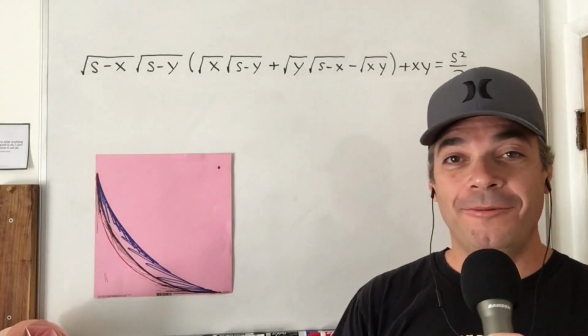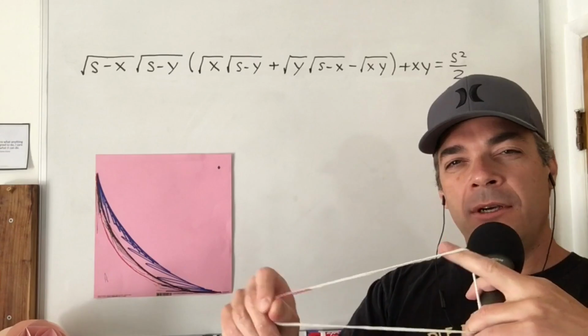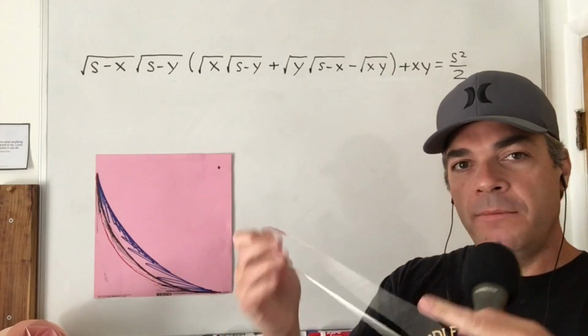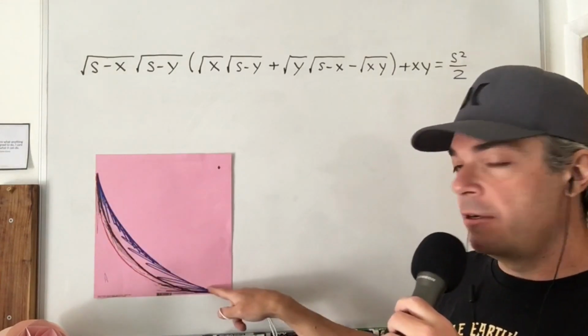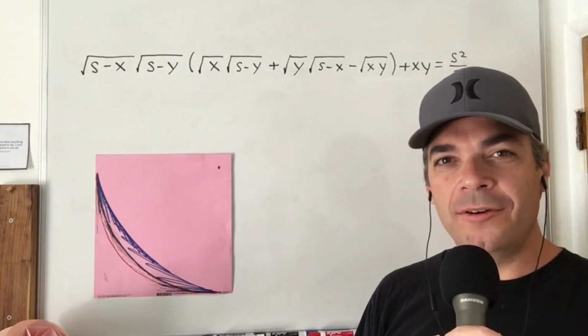So I bet you're awake now. And this is it, a loop of string in the shape of a right triangle. The string doesn't really stretch, but it helped to draw out this middle curve here. And does that curve look at all familiar? Looks like a quarter circle, doesn't it?